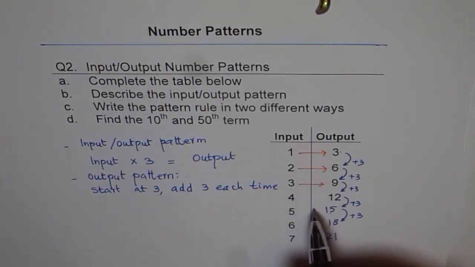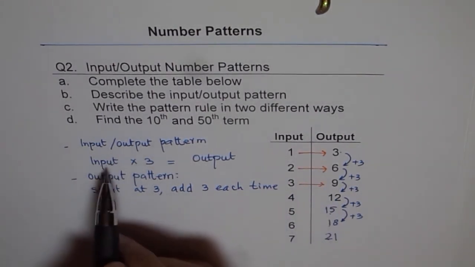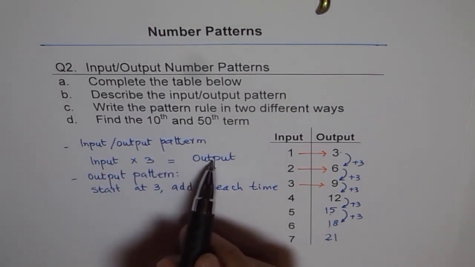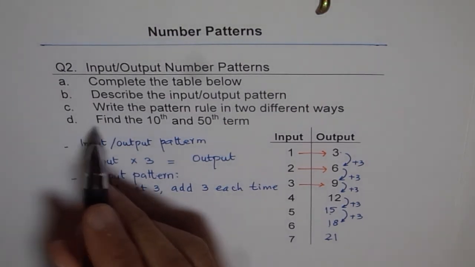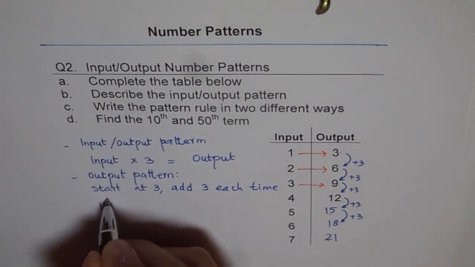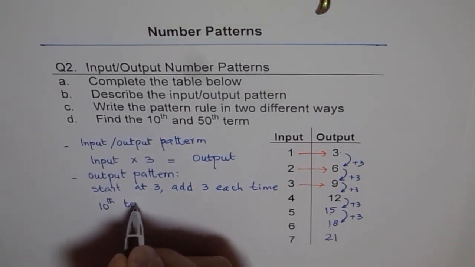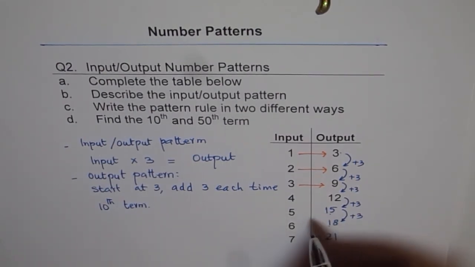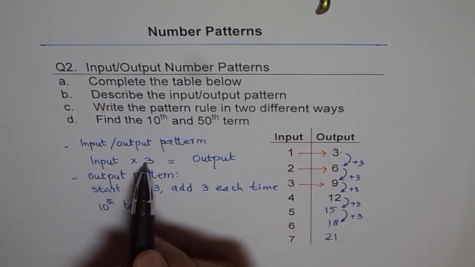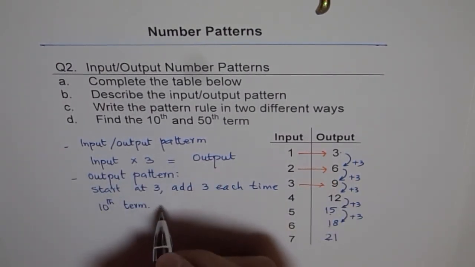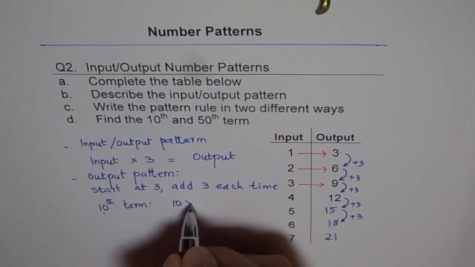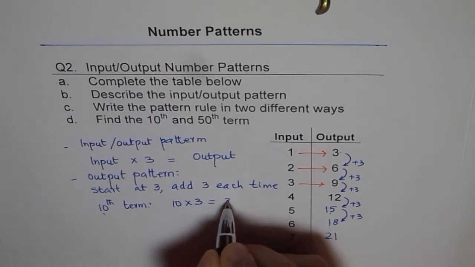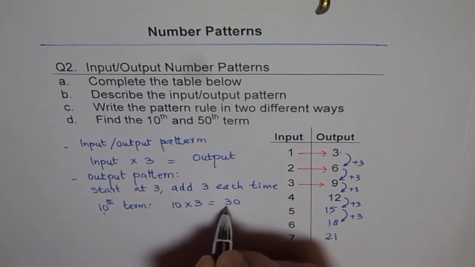The second pattern we could write is the same as this: input times 3 equals output. We can repeat it, right? So we can write that. And then let's do this. The 10th term. What is the 10th term? The 10th term is times 3. Input times 3 equals output. So we say the input is 10, right? Input times 3 is the output, 30. So the 10th term is 30.